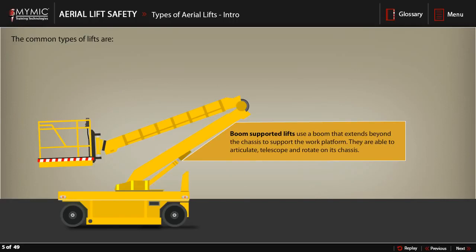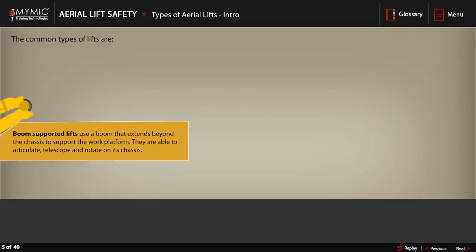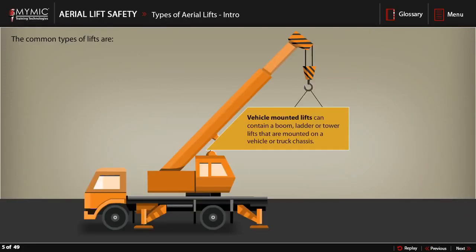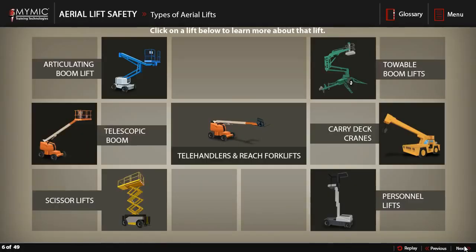Boom-supported lifts use a boom that extends beyond the chassis to support the work platform. They are able to articulate, telescope, and rotate on their chassis. Vehicle-mounted lifts can contain a boom, ladder, or tower lifts that are mounted on a vehicle or truck chassis. Click on a lift below to learn more about that lift.